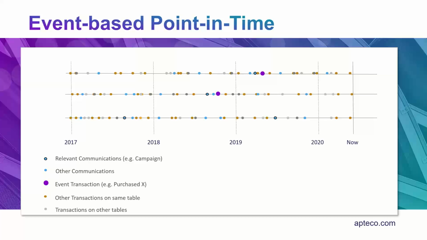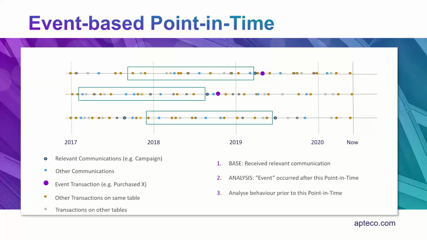There's lots of other transaction data in there. How are we going to learn about this data? How can we use it? Well, the sort of base we might use is anyone who's received a relevant marketing communication. And then the analysis might be people who performed an event after the point in time of that communication. So we've got a slightly different challenge, haven't we? It's a movable communication date, and people take action at a movable time relative to that.